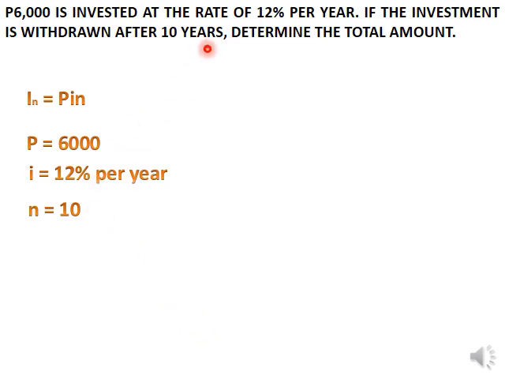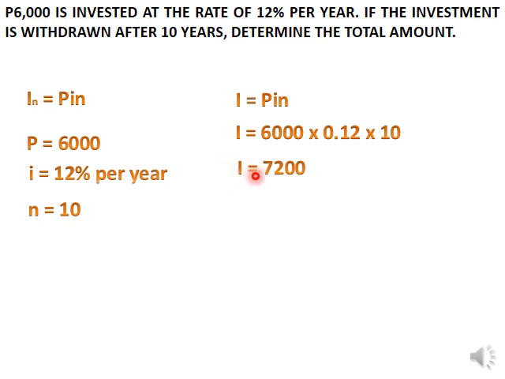Well, in this case, although the problem did not mention which kind of interest to be used, since this is a custom question, I intended it to be computed using the simple interest. That is why I use the simple interest formula. Our n is 10, so we can now compute the total interest to be equal to Pin, where our P is 6,000, interest is 12% for a period of 10 years. And then we can compute the I to be equal to 7,200.